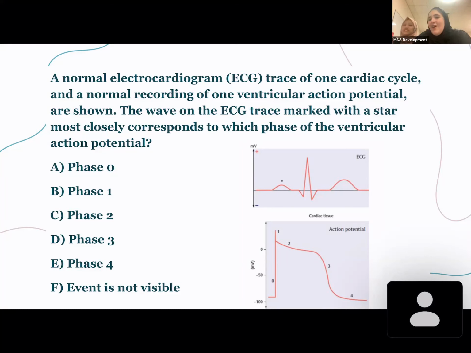It's the P wave. Yeah, exactly. Someone said it's the star at the P wave. It's right above the P wave. It's tiny. But can you tell us where it corresponds in the ventricular action potential? So is it A, B, C, D, E, F?